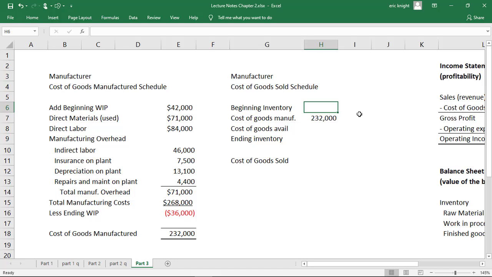My beginning inventory was provided in the information. If we go back and look at that, we'll see that the beginning inventory for finished goods is 21,000, and so that gives me cost of goods available for sale. 21,000 plus 232 is 253. My ending inventory is provided. We end up with 28,000. That's from the information in the problem. If we take 253 minus 28, we get 225. And then that information would be used in our income statement. So if you learn the setup, you can do any problem that's provided.